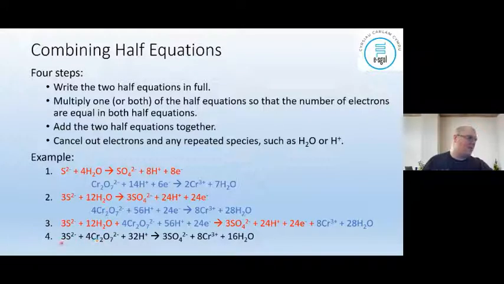So our final answer here, 3S2- plus 4 Cr2O7 2- plus 32 H+, having cancelled some of those out, gives 3SO4 2- plus 8 Cr3+ and 16 H2Os. Again, we've cancelled some of those out.